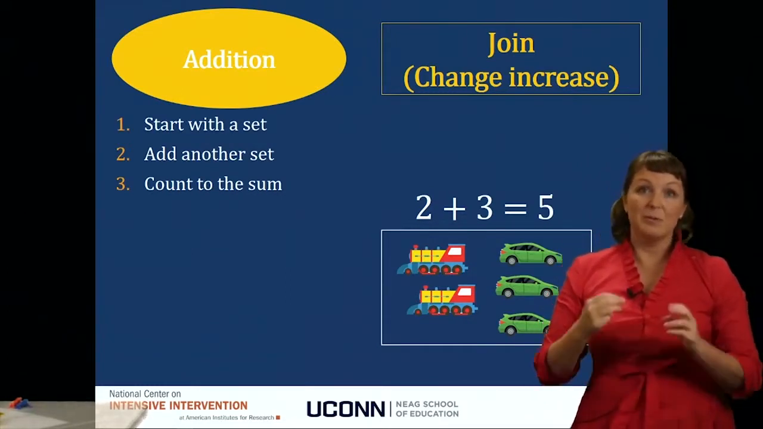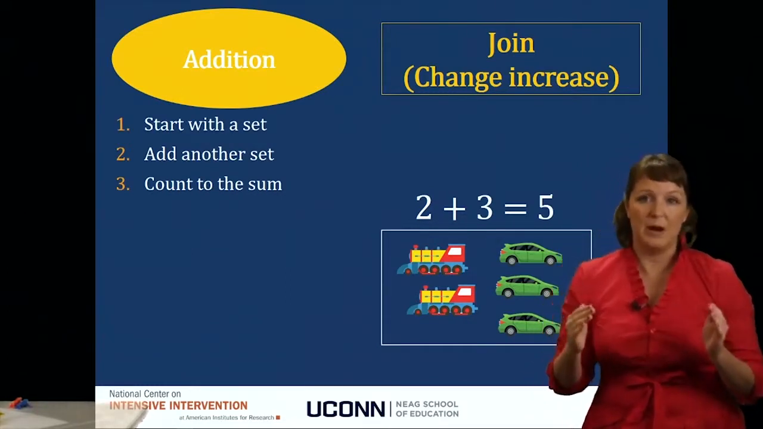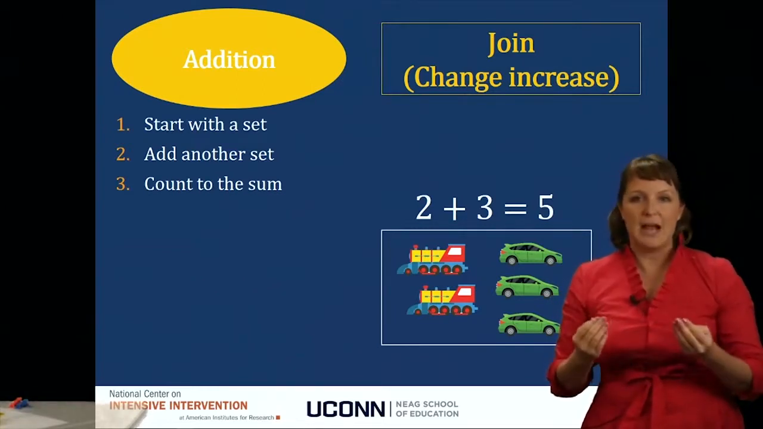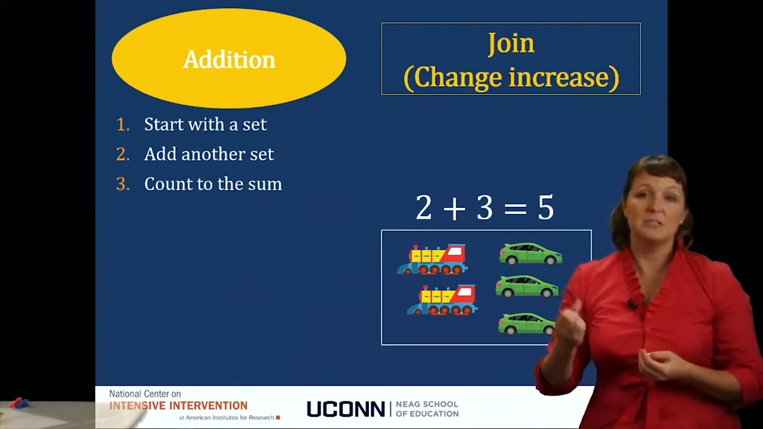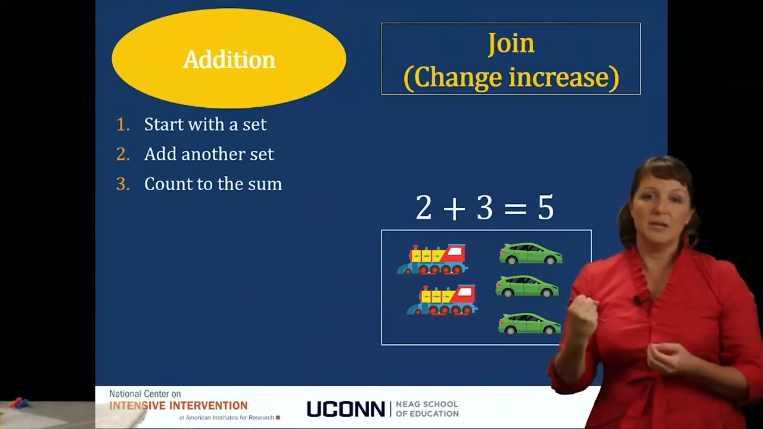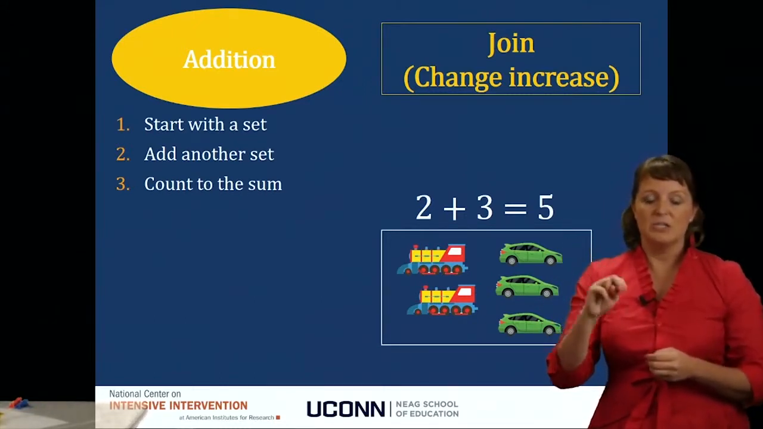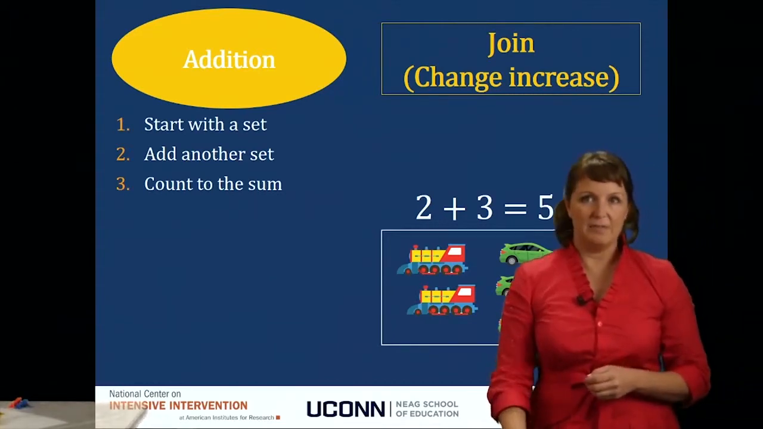And eventually, we would like students to understand the commutative property of addition, so the order of the addends doesn't matter. So I would actually start counting with the larger number. There it's 3, and then count on 3, 4, 5. 2 plus 3 equals 5.